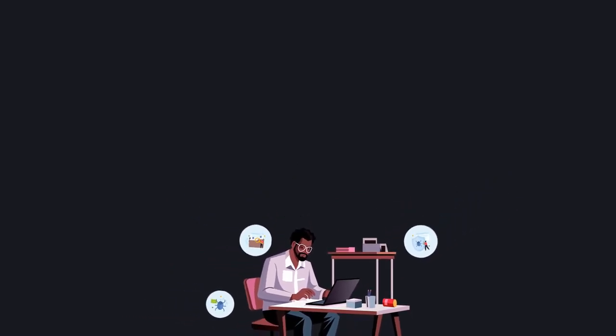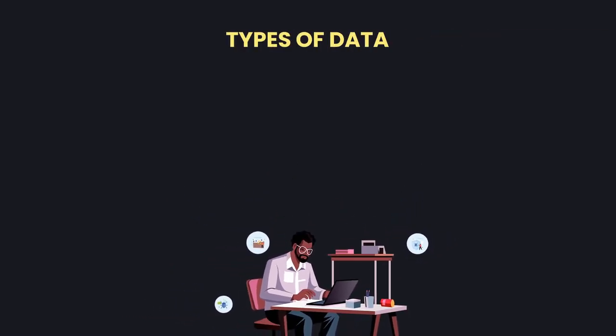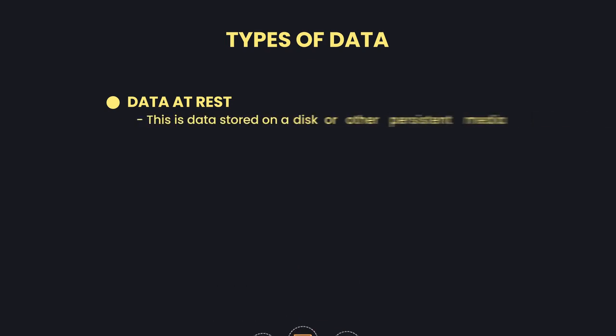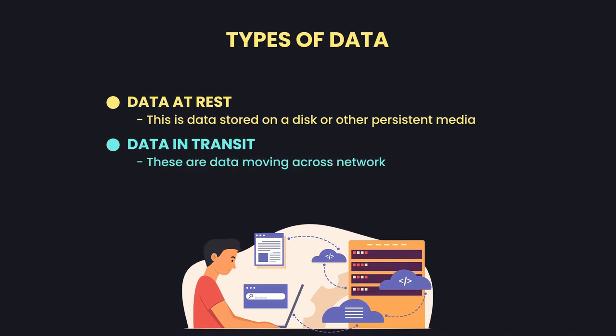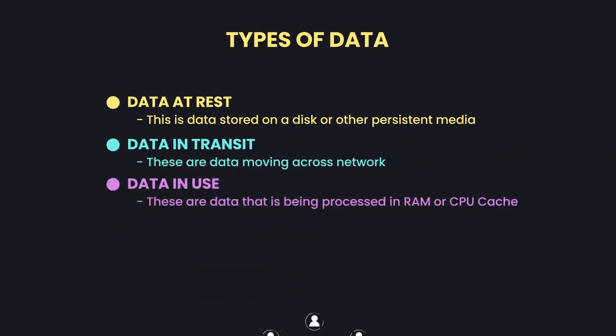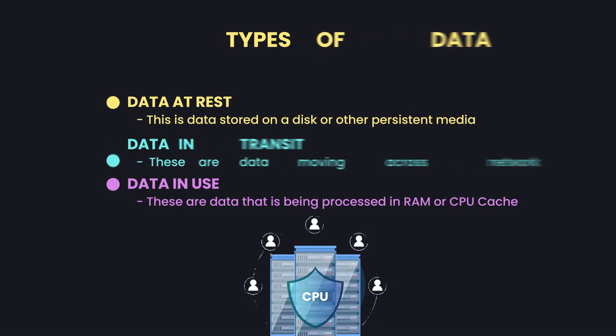Data typically falls into one of these three states. Data at rest. This is data stored on a disk or other persistent media. Data in transit. These are data that are moving across a network. And then data in use. These are data that's being processed in RAM or CPU cache.